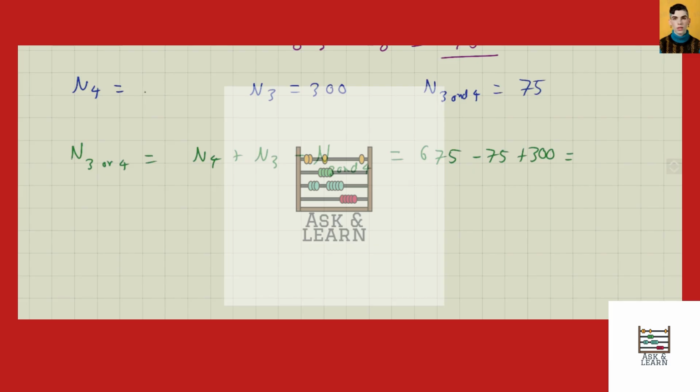Here I made a mistake. The 675 was the number of numbers that are not divisible by 4, but we want those that are divisible by 4, and the number is 225. Okay, I'm really sorry for that mistake. So 225 plus 300 minus 75 is equal to 450.